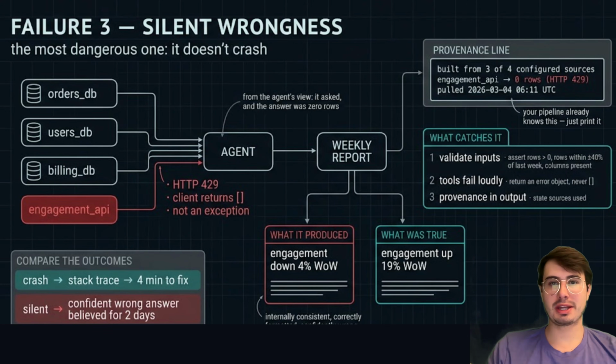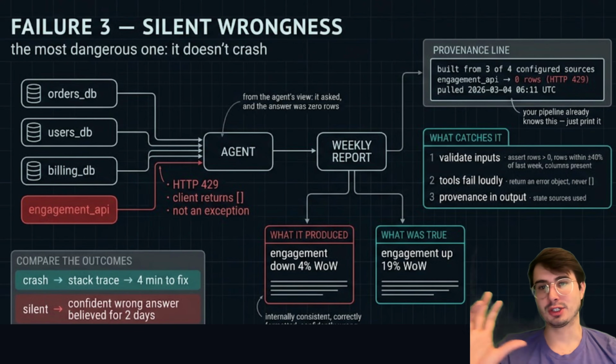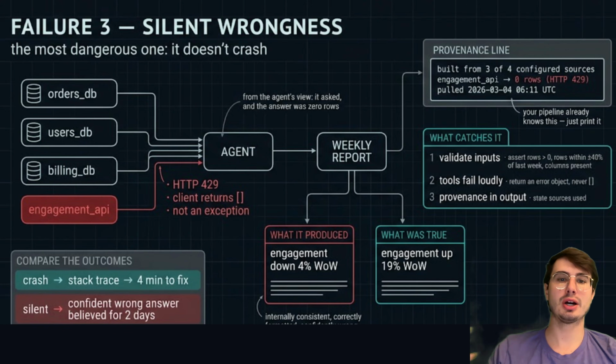And then third, you want to make sure you're also requiring provenance in the output. So make the report state which sources it used, how many rows came from each, and where they were pulled, for your benefit, because a report that tells you engagement is down tells you nothing about whether to believe it. But if it says, built from 3 of 4 configured sources and engagement API returns 0 rows, that gives you all the information you need to go and fix that.